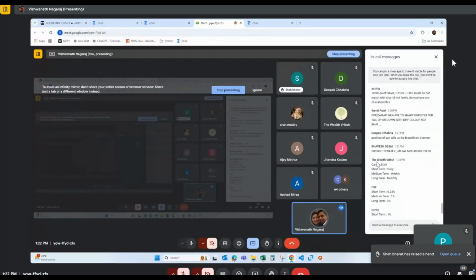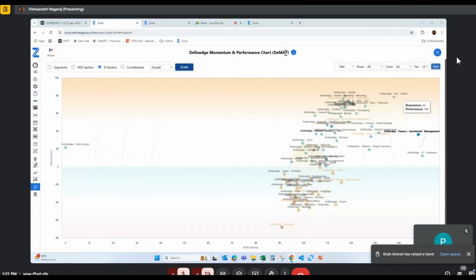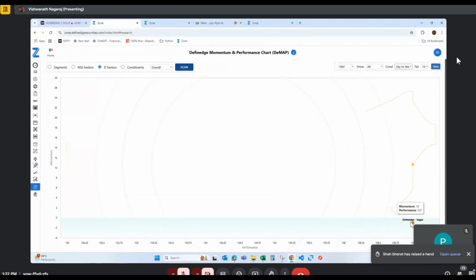Sir, sky to water, metal means bearish view. Okay, I didn't see that, I saw something else. Sky to water. Sugar. Sugar, yes. Sky to water means it has freshly turned bearish.